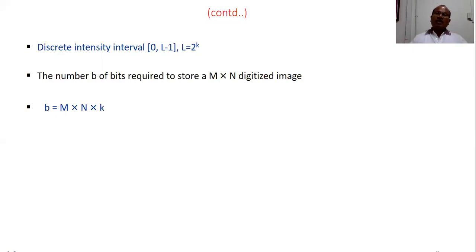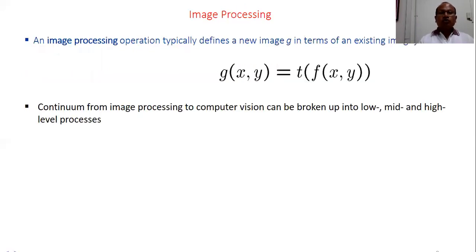And how do we calculate the storage capacity or the memory space required to store the image? Total number of pixels multiplied by how many bits are required to represent 1 pixel. So if you take a 1024 cross 1024 image, each pixel requiring 8 bits, the size of the image will be 1 megabyte. 1 megabyte it will require to store.